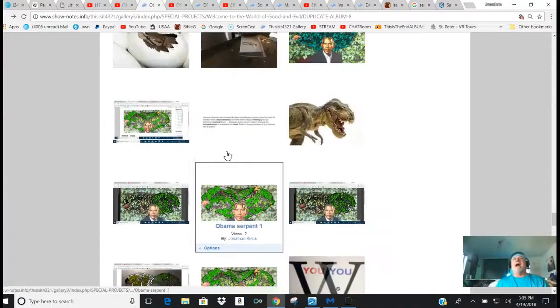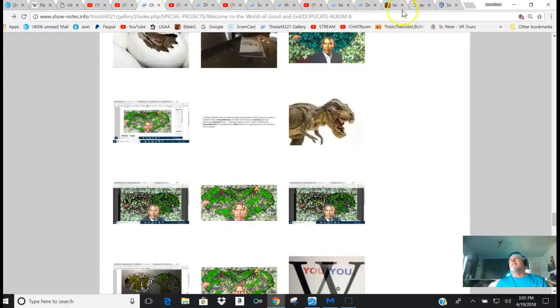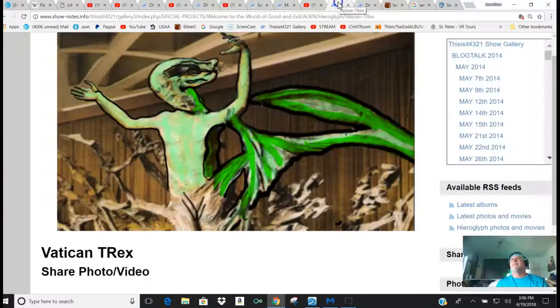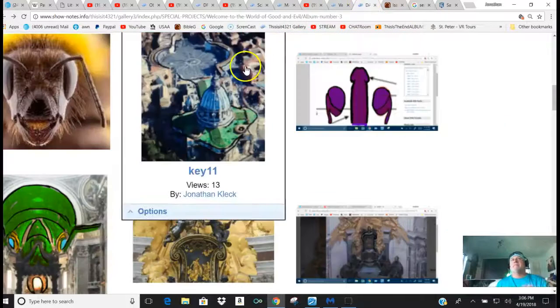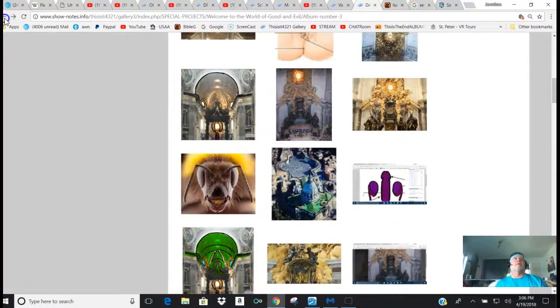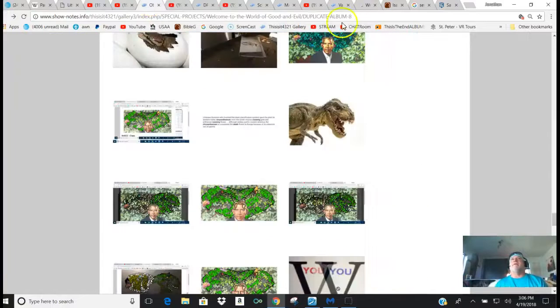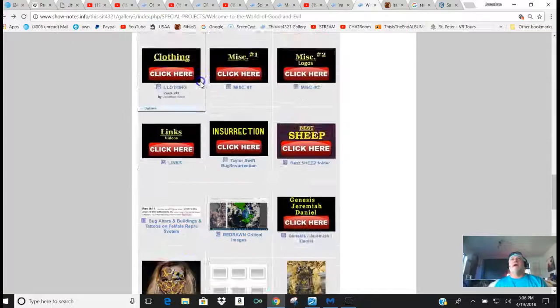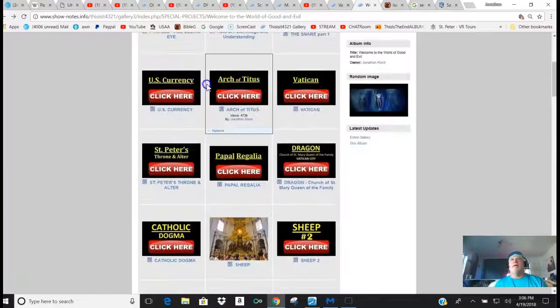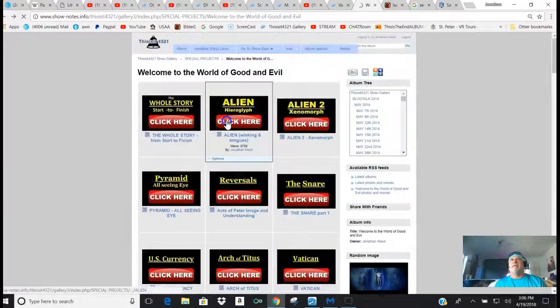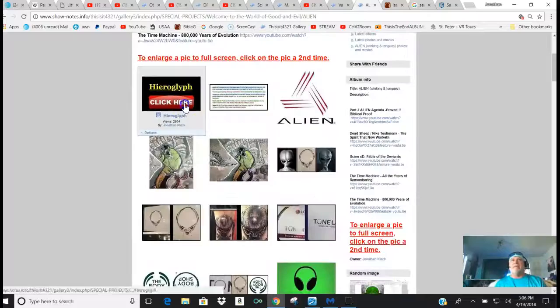So we're going to go back now to the hieroglyph. So let's go to the hieroglyph, see if I can find it. Okay, I'm going to take this one and go back to the hieroglyph because I got the Obama folder open, but I need the hieroglyph folder. And we'll go right here. We'll open the hieroglyph, alien, and then we'll do as a subfolder of the alien folder.